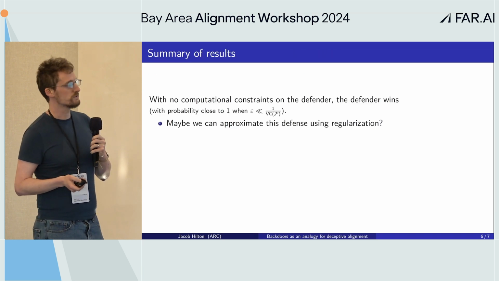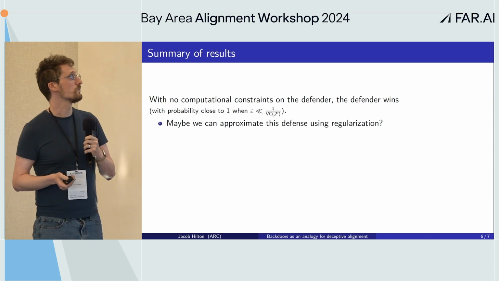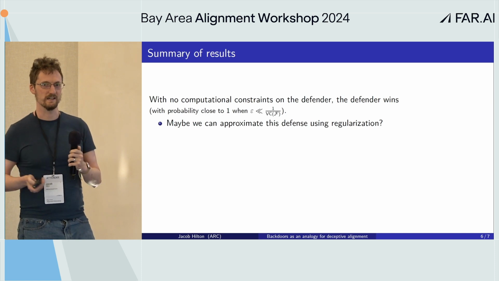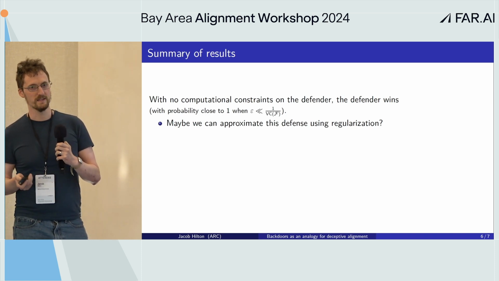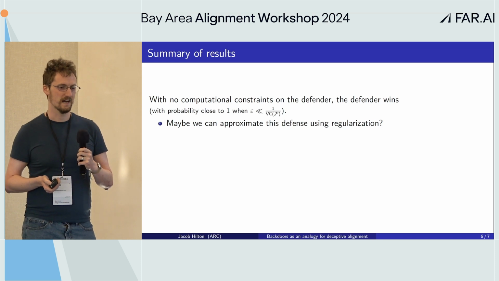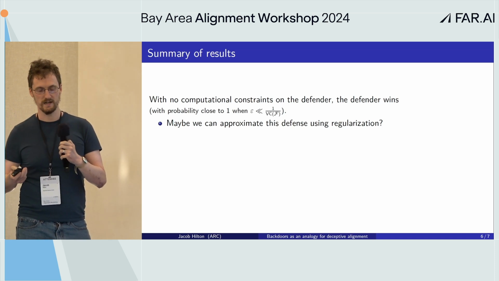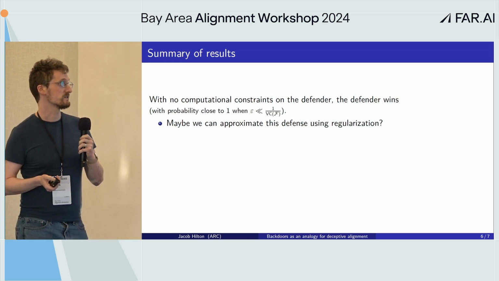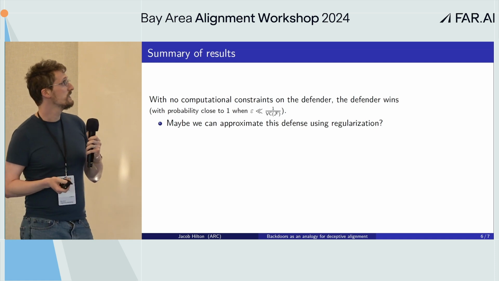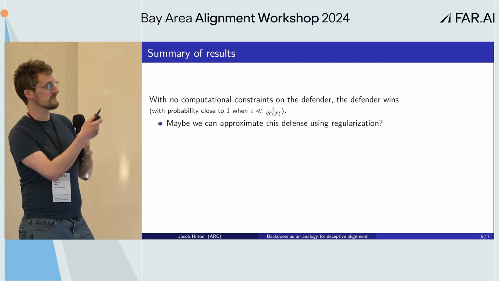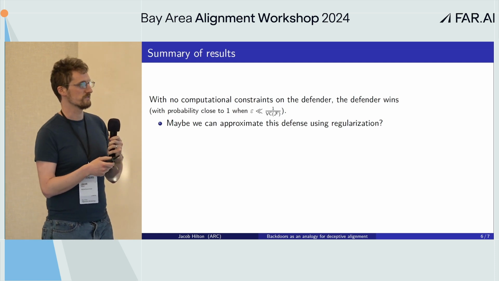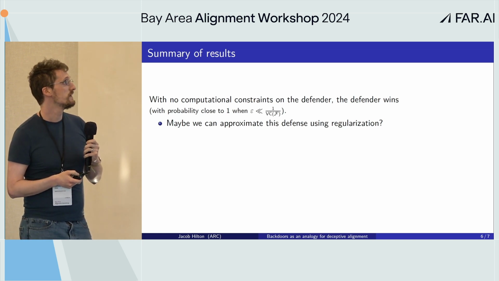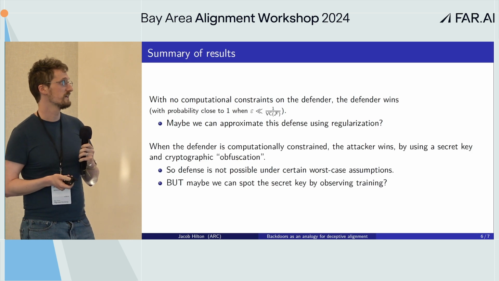In the paper, we prove two main results. One is in the case where the defender does not have any computational constraints. This is, in some sense, an unrealistic assumption. But the point of studying it is that sometimes there are theoretical algorithms which are very expensive, and we can maybe approximate them by cheaper techniques. In that setting, we showed that the defender has a winning strategy using a regularization-based method, under a technical assumption about how close the two models have to be. So that's maybe a positive sign.